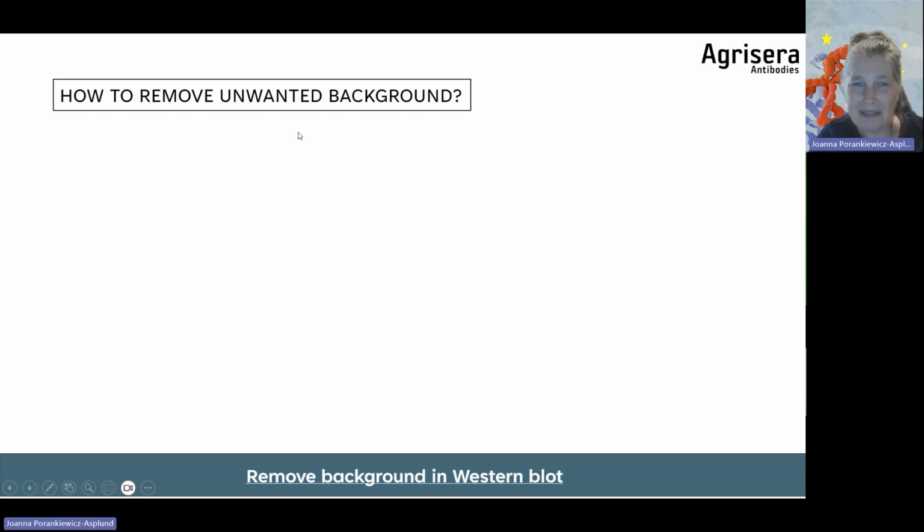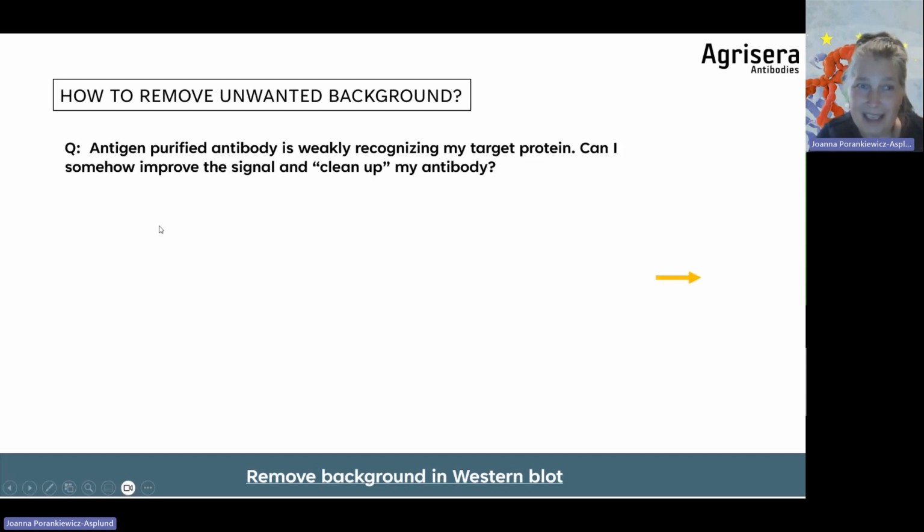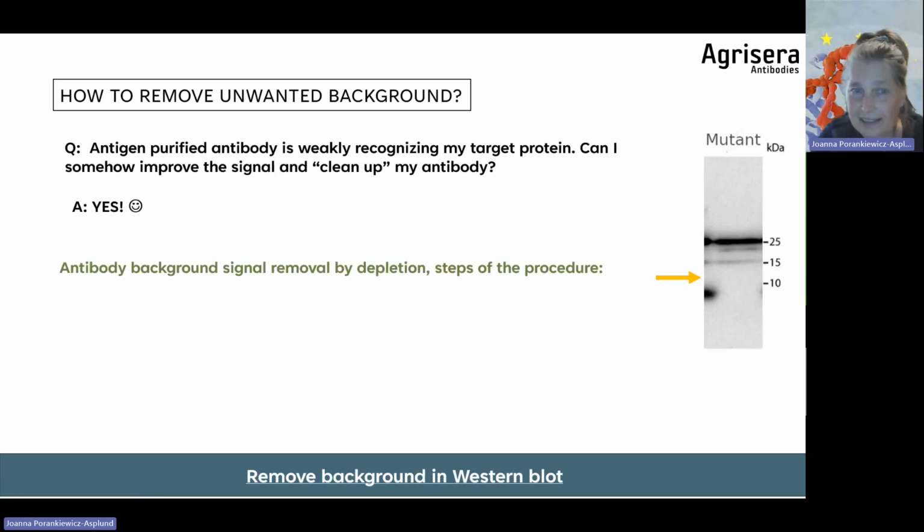And now we are coming to the background issue. This is a question I have received, that a customer used a purified antibody, which was very weakly recognizing the target protein. There were other bands coming up, and is it possible to clean up this primary antibody solution? And the answer is yes. This is so-called depletion, to clean up the primary antibody solution to remove these cross-reacting bands.